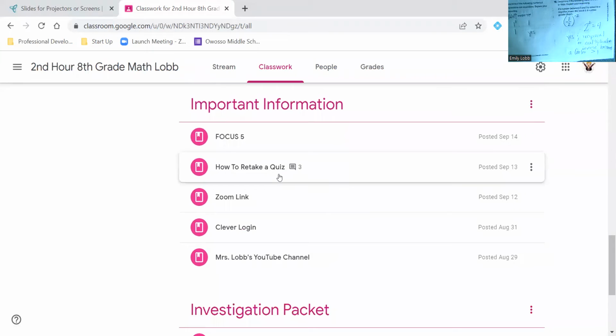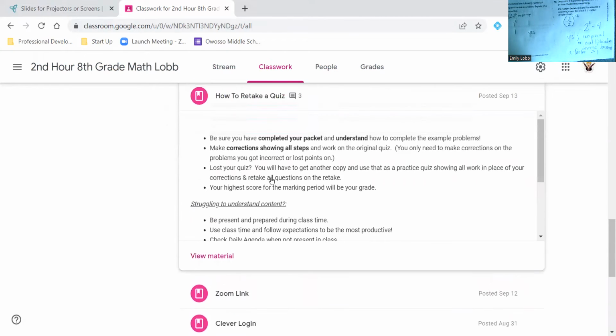So the other thing that you need to do before the end of the marking period, aka Wednesday or Thursday, because you won't be able to do it tomorrow, I will not be here. You've had most of the marking period to do so. But if you want to retake a quiz, you can read this. Be sure you've completed your packet and understand how to complete the example problems. At this point, I'm really more worried about your corrections and showing all steps.